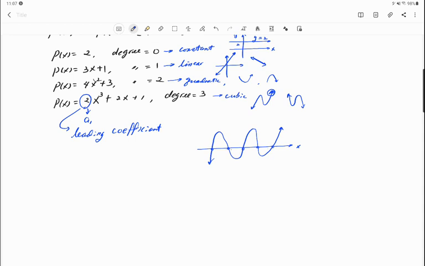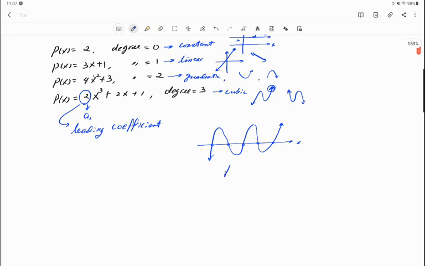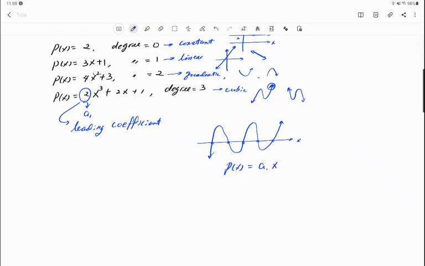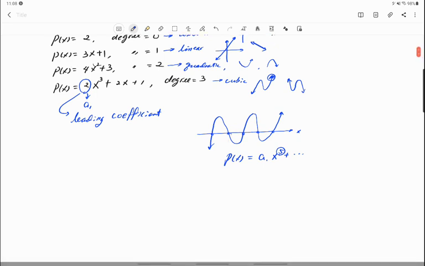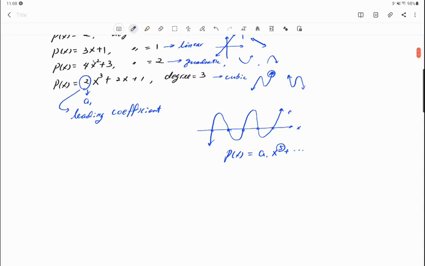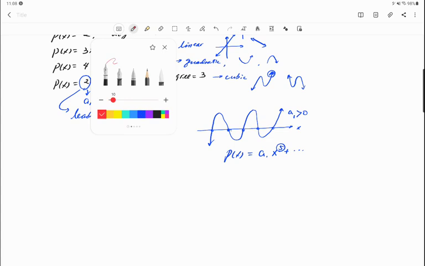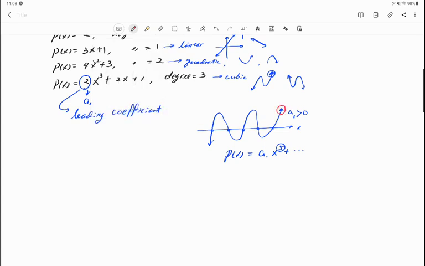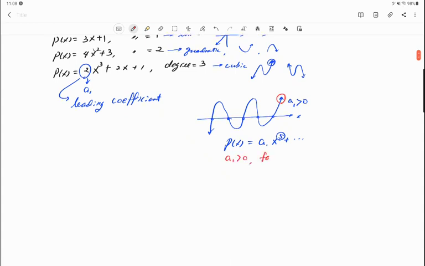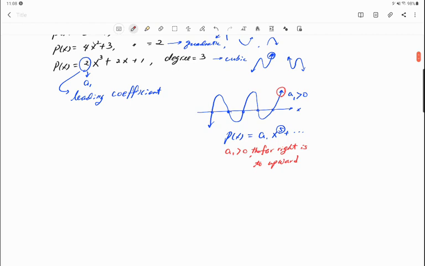If there are 5 intersections, then the degree may be 5. So if a polynomial is a1 times x to the 5th power plus something, then we know the degree is 5. So at most the graph touches the x-axis 5 times. And since a1 is greater than 0, the right end goes up. So if a1 is greater than 0, the direction of the far right is upward.